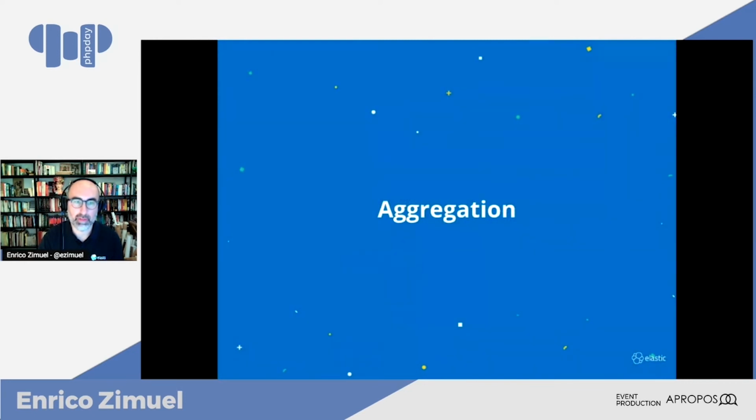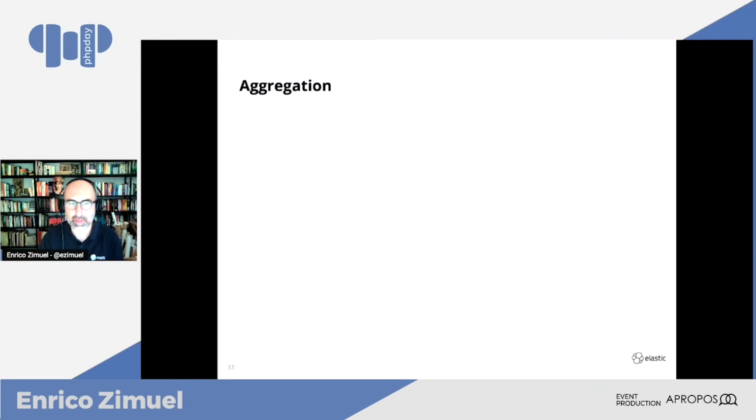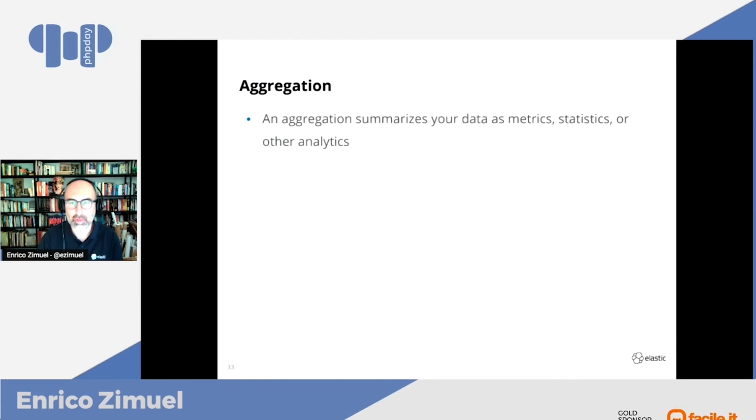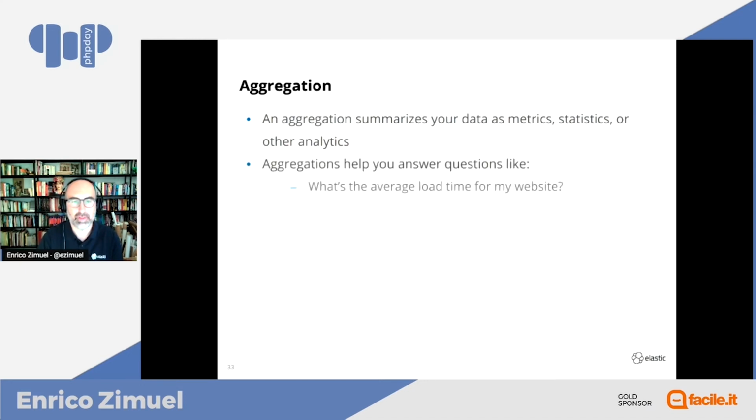As I mentioned, there are a lot of other features in Elasticsearch, for instance, aggregation, very briefly. Imagine that you want to aggregate your data to provide some metrics, statistics, or other analytics. For instance, imagine that you are storing information about the log of a website, for instance, Apache log or Nginx log, and you want to know the average load time. This is very likely an aggregation query.